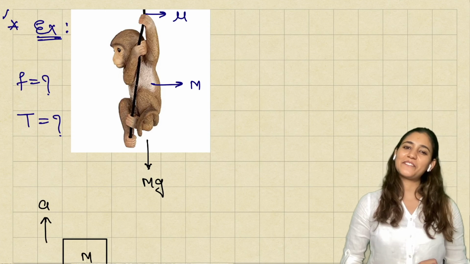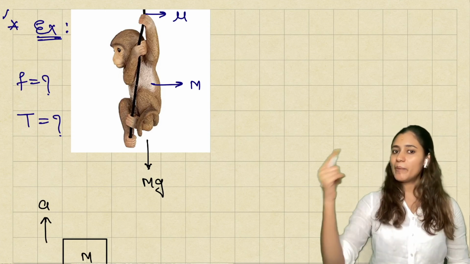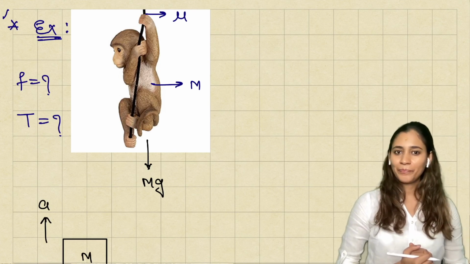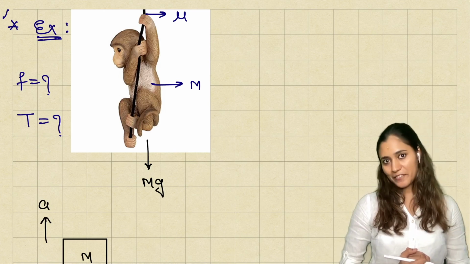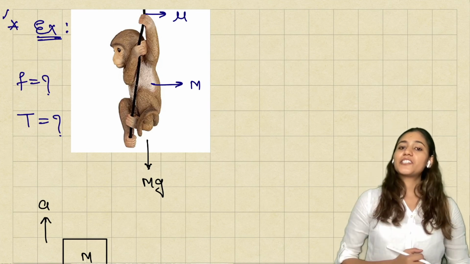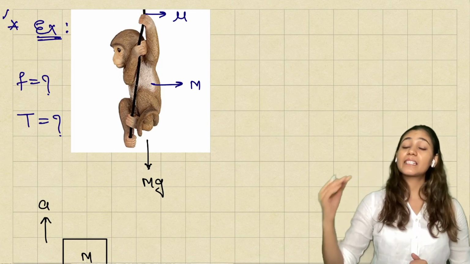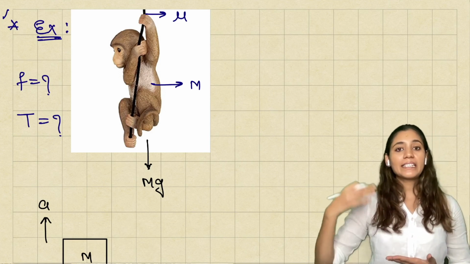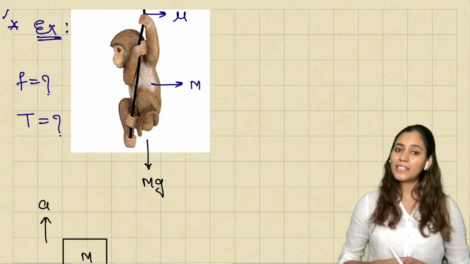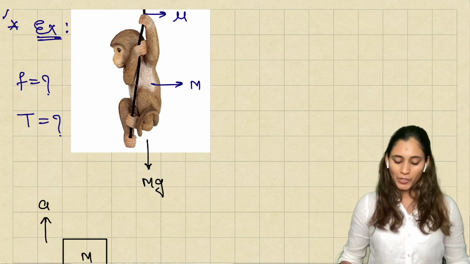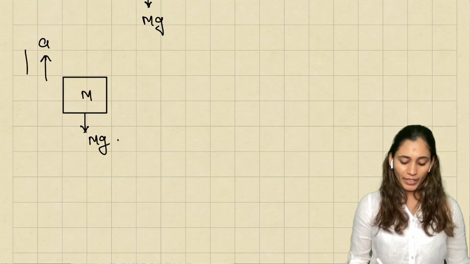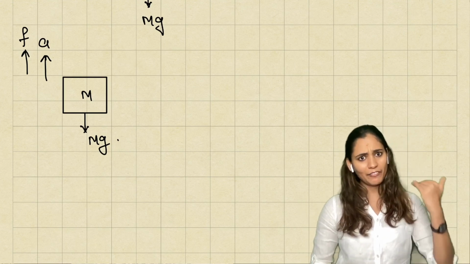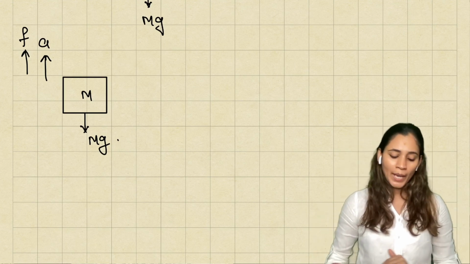Now what will be the direction of static friction? Will it be opposite to the direction of motion of the monkey, or will it be in the same direction? As we have studied the property of static friction, static friction is a self-adjustable force. It adjusts its magnitude as well as direction according to the situation. So in this particular case, the frictional force is going to act in the upward direction, along the direction of the monkey.